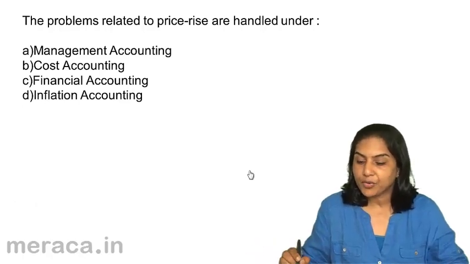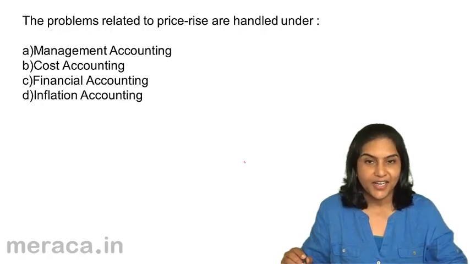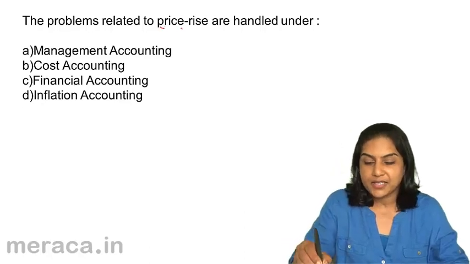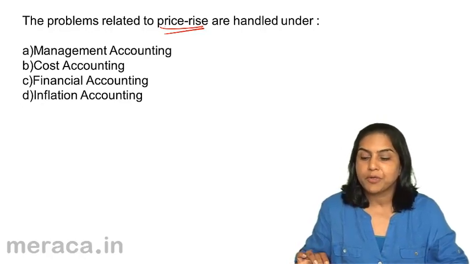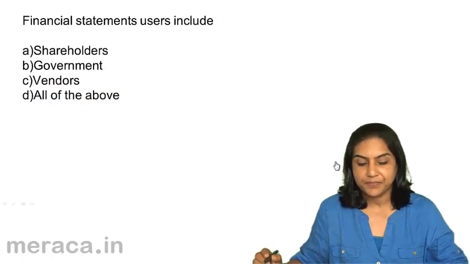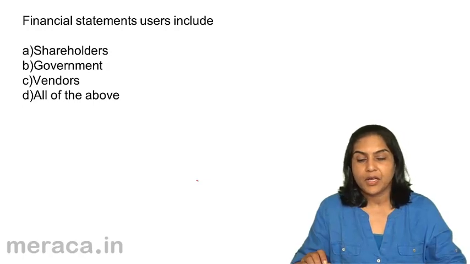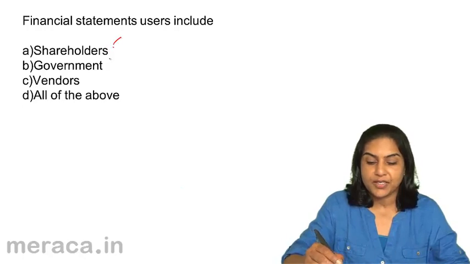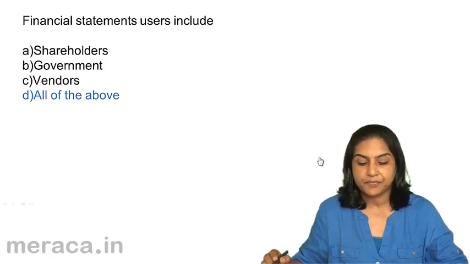The problems related to price rise are handled under A, management accounting; B, cost accounting; C, financial accounting; and D, inflation accounting. Price rise is nothing but inflation. So the problems relating to price rise are handled in inflation accounting. Correct answer D. Financial statement users include A, shareholders; B, government; C, vendors; D, all of the above. Shareholders, yes. Government, yes. Vendors, yes. Therefore, the correct answer should be D, all of the above.